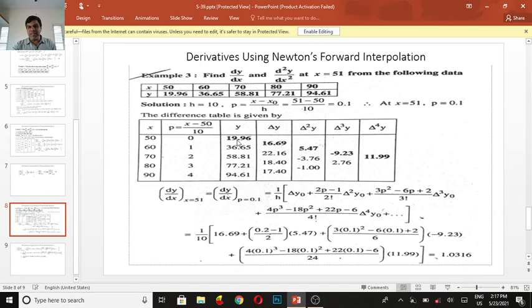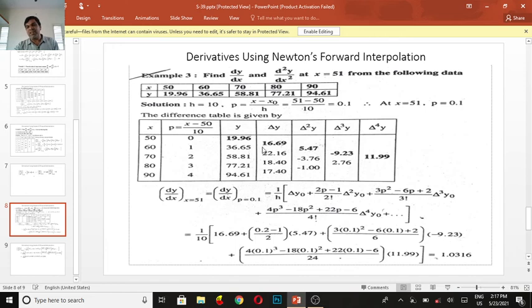So for delta y, take the differences: 36.65 minus 19.96, we get 16.69. 58.81 minus 36.65, we get 22.16. 77.21 minus 58.81, we get 18.40. 94.61 minus 77.21, we get 17.40.